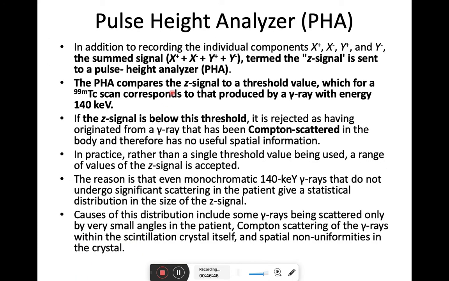Sorry for that. Next, the pulse height analyzer, or PHA. Just now we know that we have the X plus, X minus, Y plus, and Y minus components. These will be summed up, which brings us to a new term, the Z signal. This Z signal will be sent to the pulse height analyzer, PHA. The PHA will compare the Z signal to a threshold value, which for the 99mTc scan corresponds to that produced by a gamma ray with an energy of 140 keV.